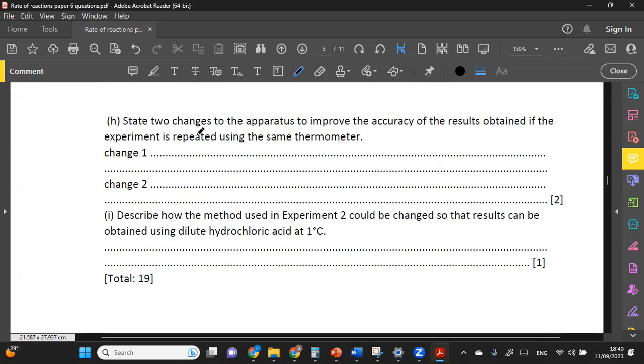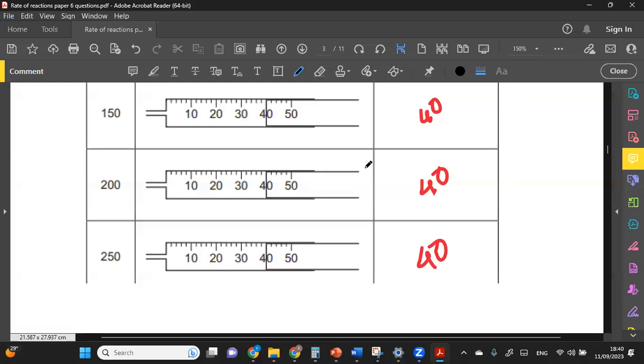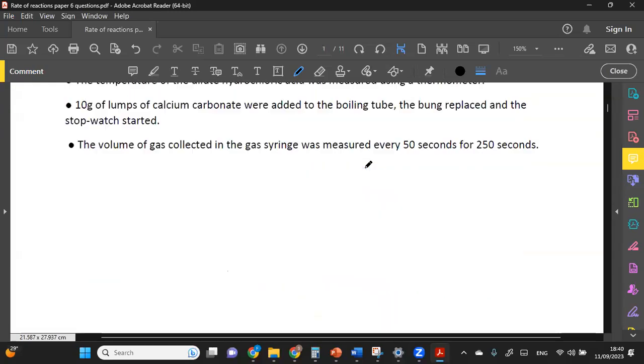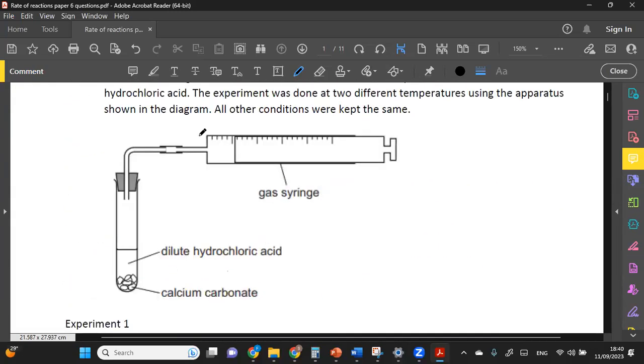After that, they're saying state two changes to the apparatus to improve the accuracy of the results obtained if the experiment is repeated using the same thermometer. So they're saying same experiment, but we need to make two changes to this setup so that our results are more accurate. What two changes can I do to this setup so my results are more accurate?